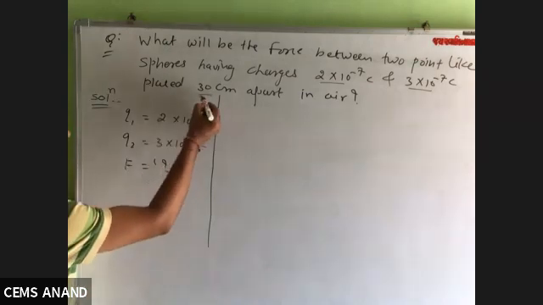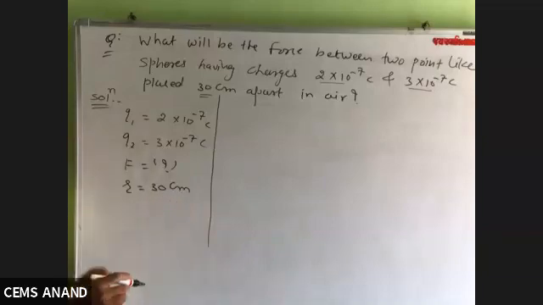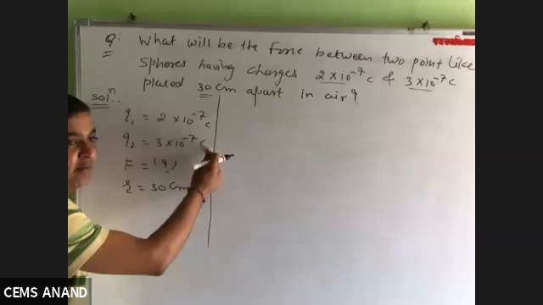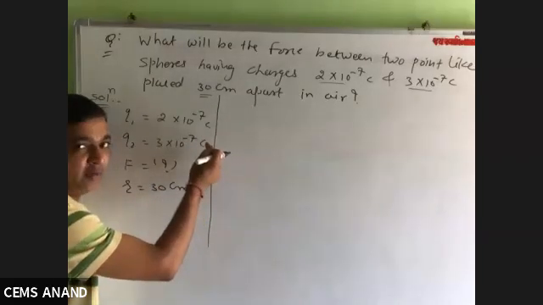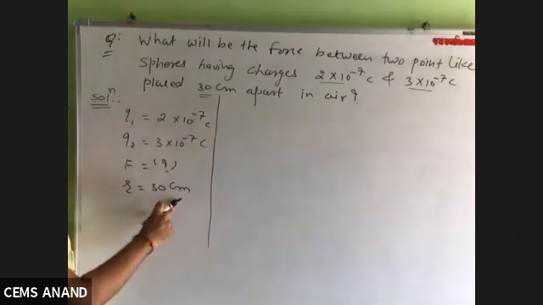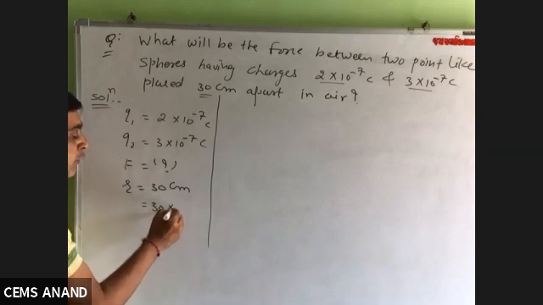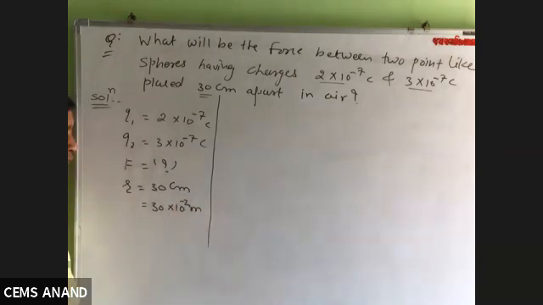Now, what is the distance between them? Which is R, is 30 centimeter. And here it comes. Two quantities from the given data are in SI system, while the third quantity is given in CGS. So we have to convert it into meter, centimeter to meter minus 2.